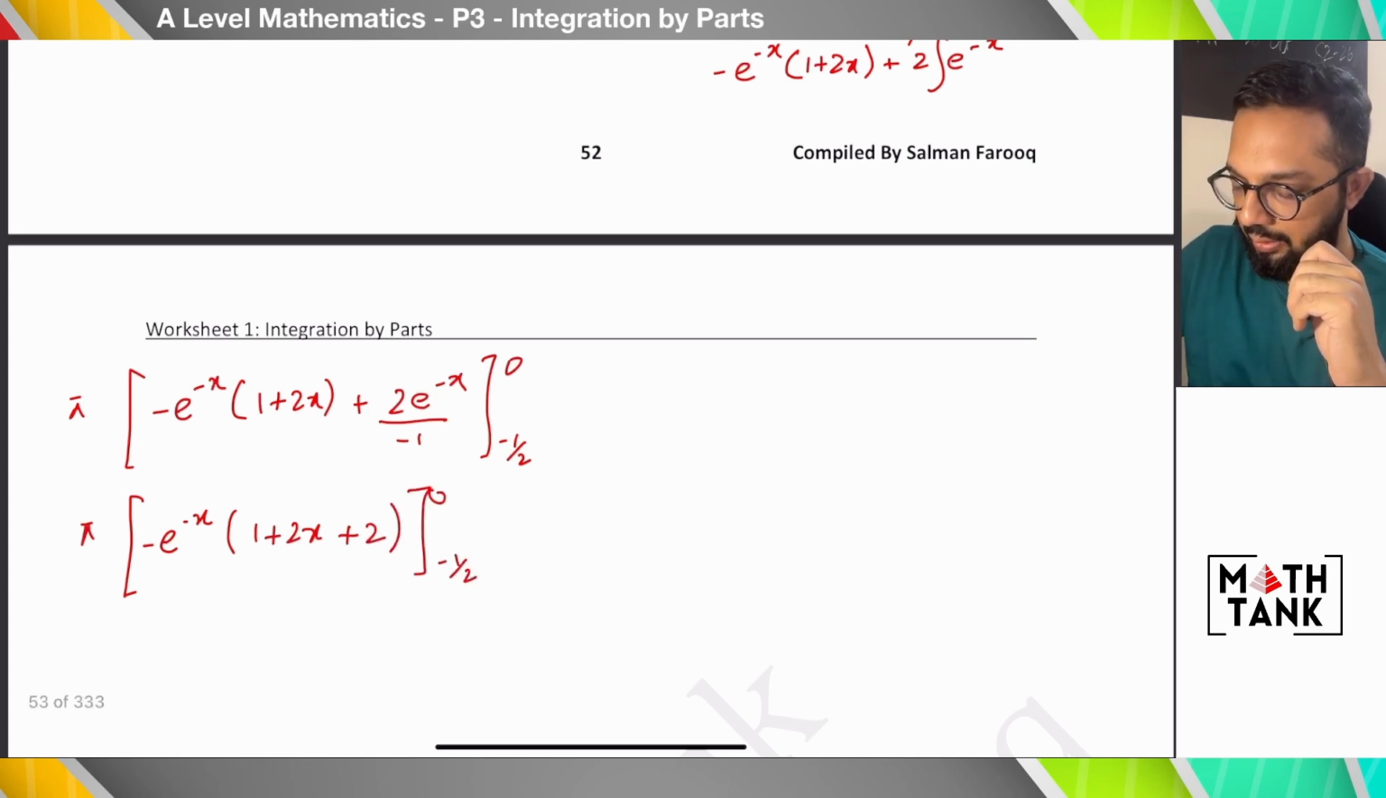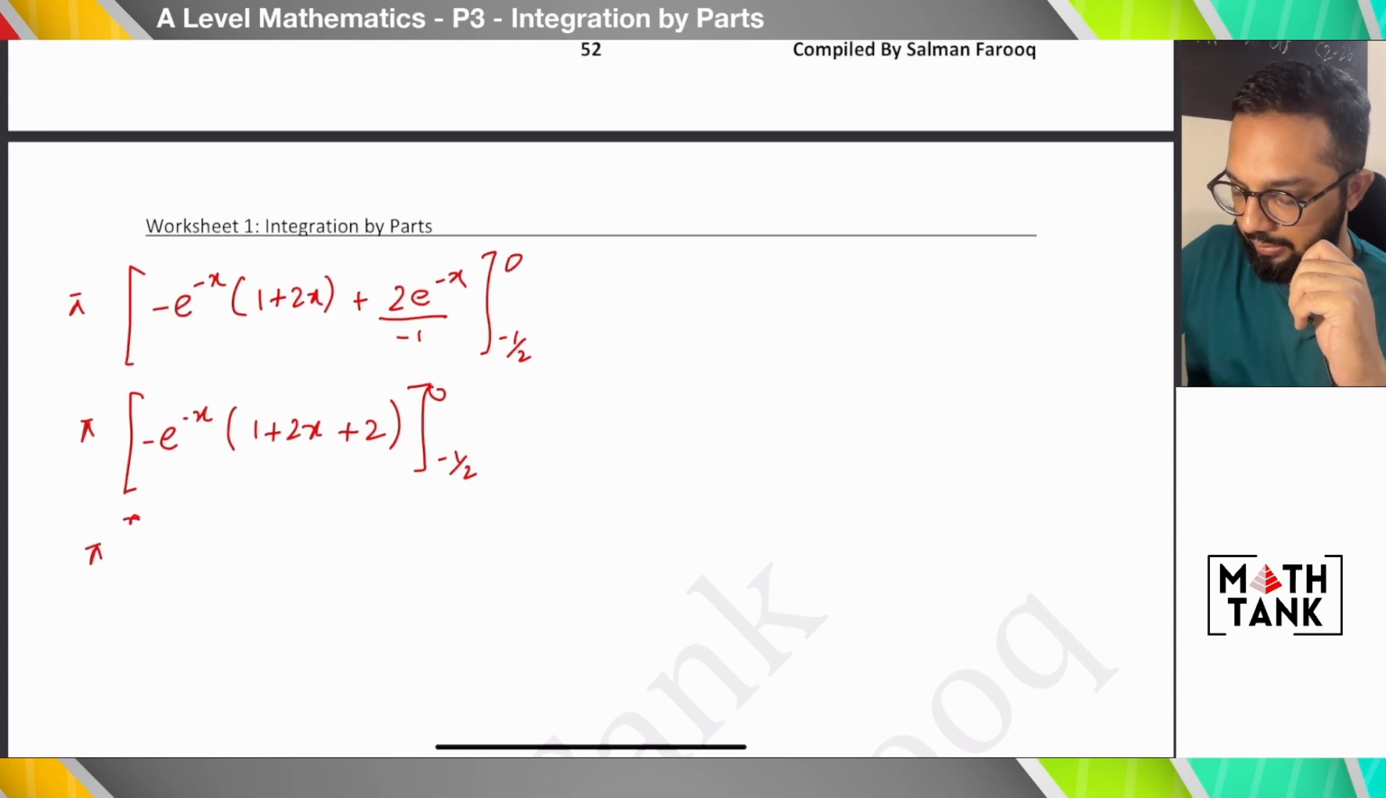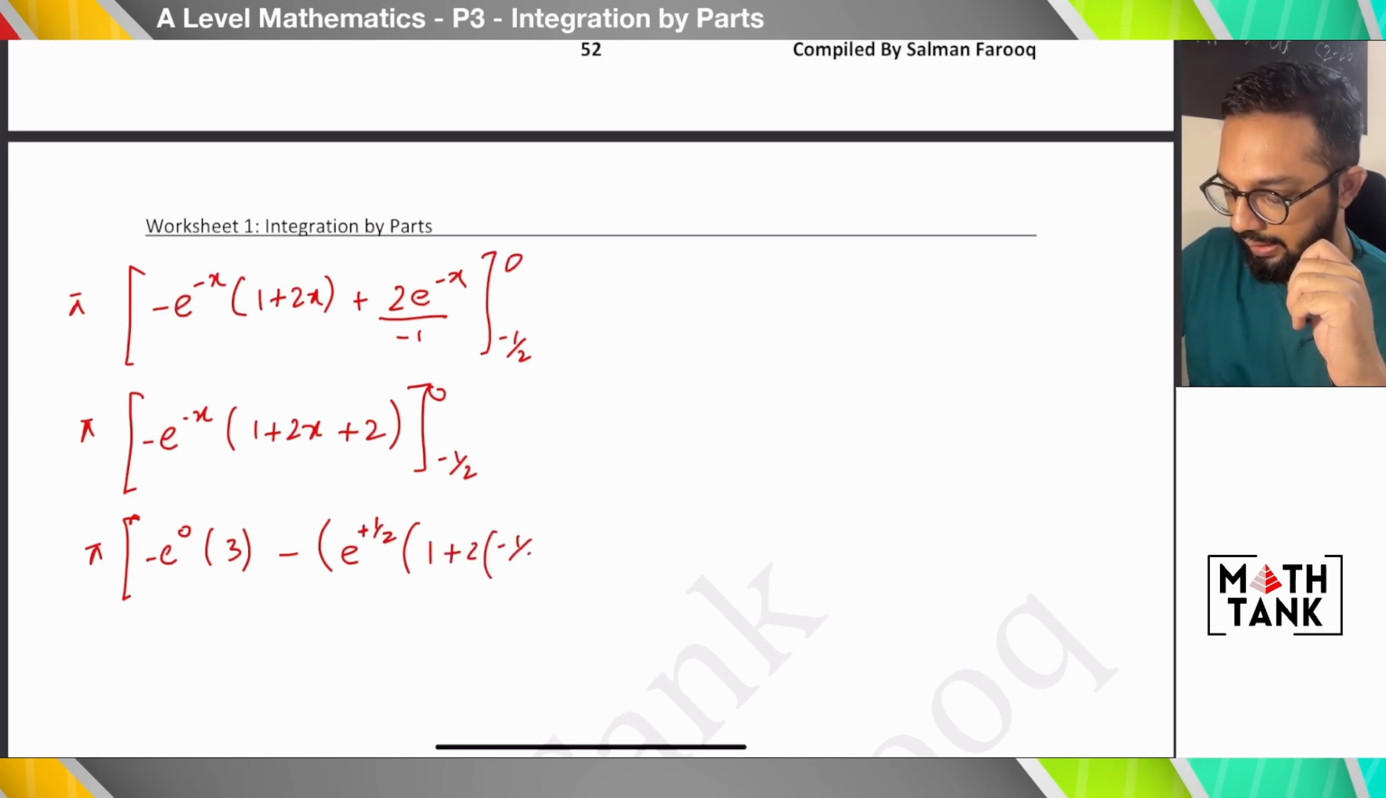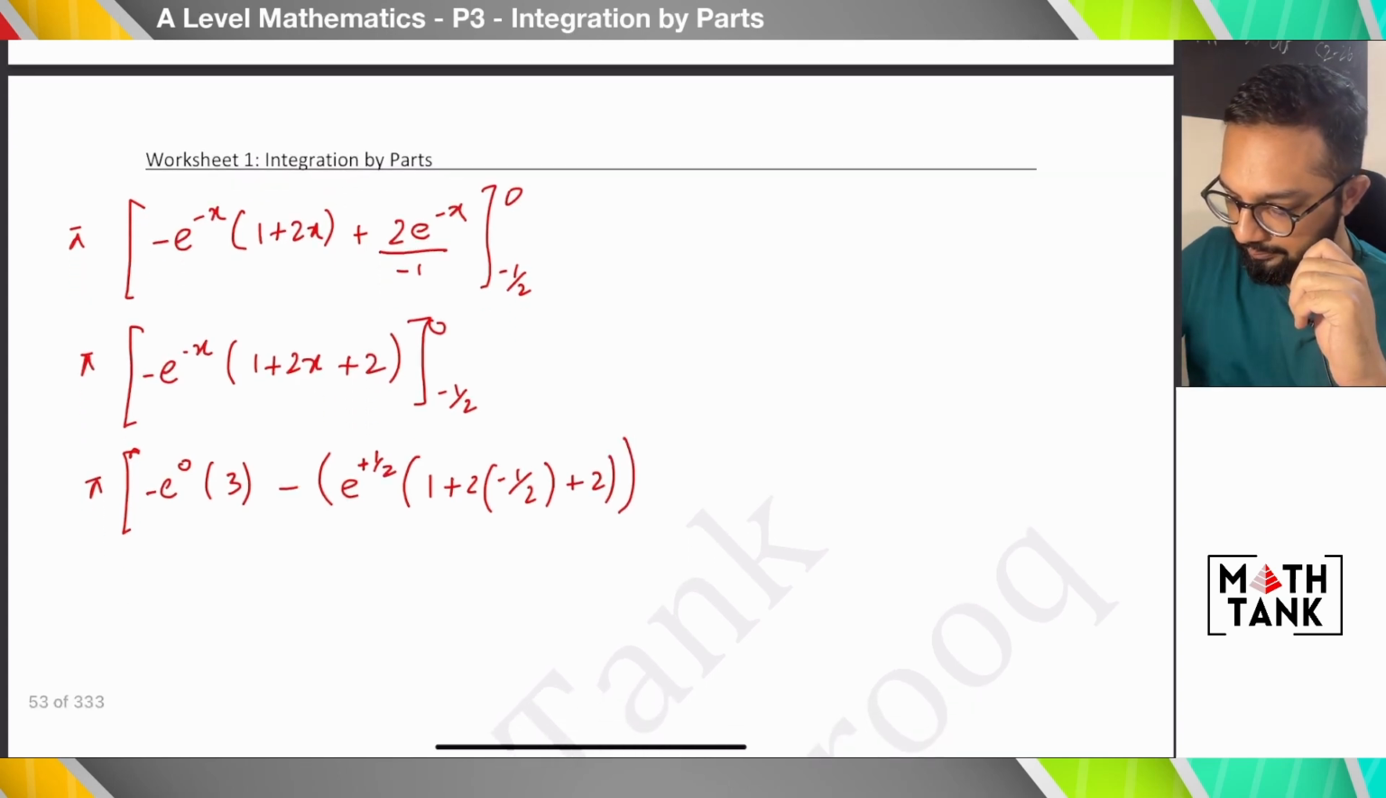Minus half to 0. So when I have e power 0, this becomes minus e power 0, and this becomes 3 inside. And when I have minus half, this becomes minus e power plus half into 1 plus 2 into minus half plus 2. Okay, so this becomes minus 3. And what does this become? It cancels out and this becomes 2 e power half.